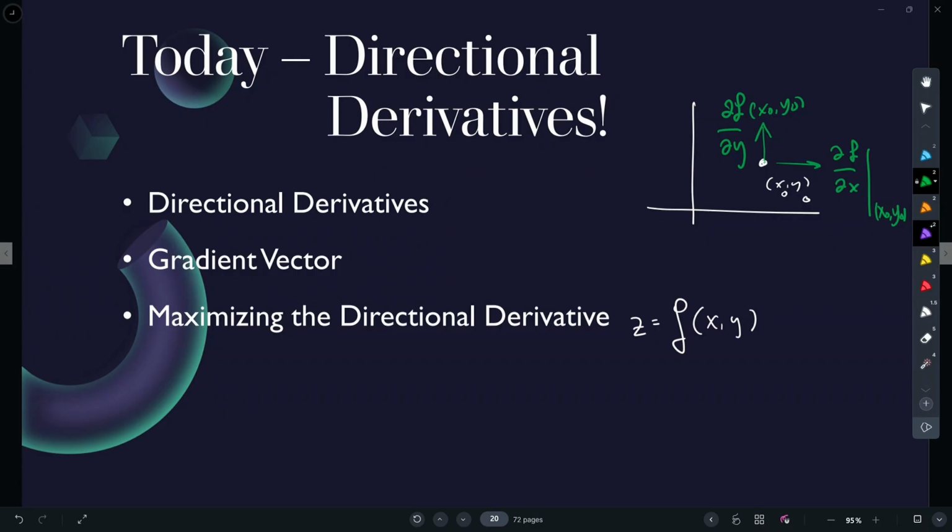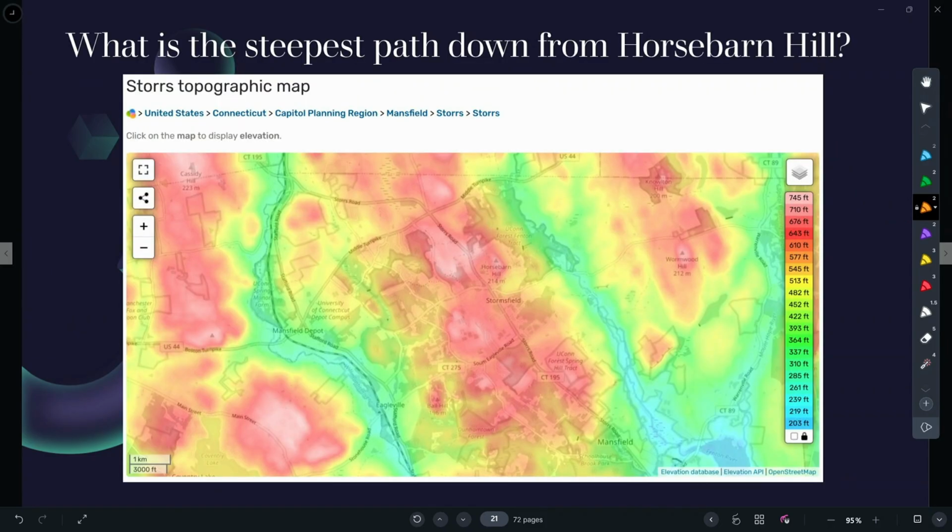But now, the new thing is that I want to go in any direction. So what happens if I go in that direction? What is going to be the rate of change in that direction? So that's what we're going to do.